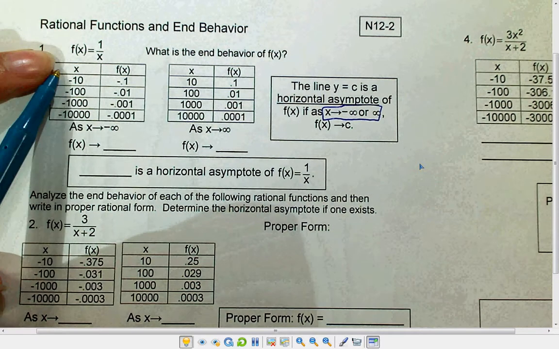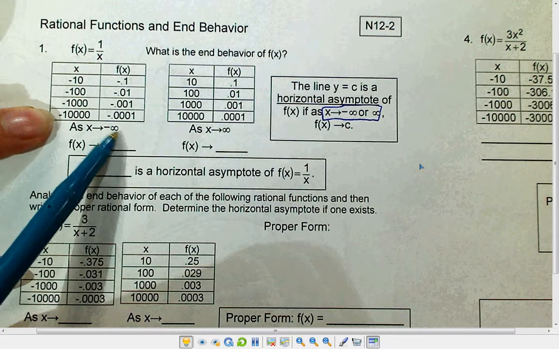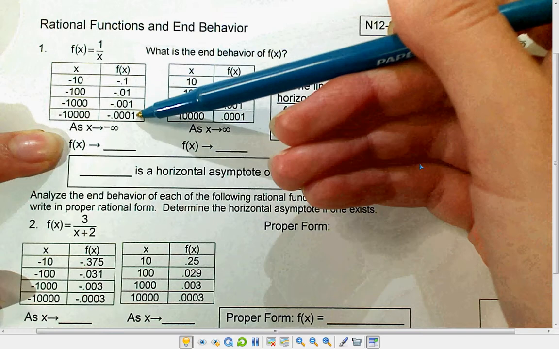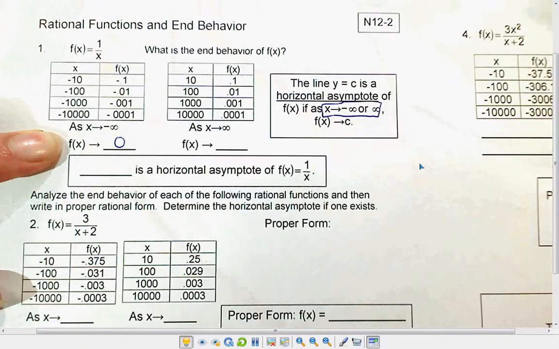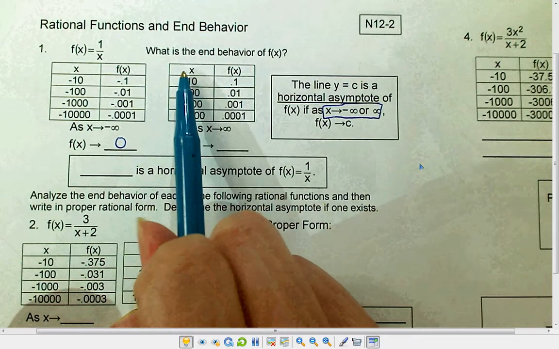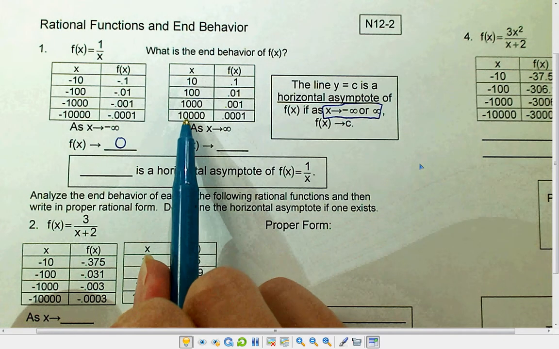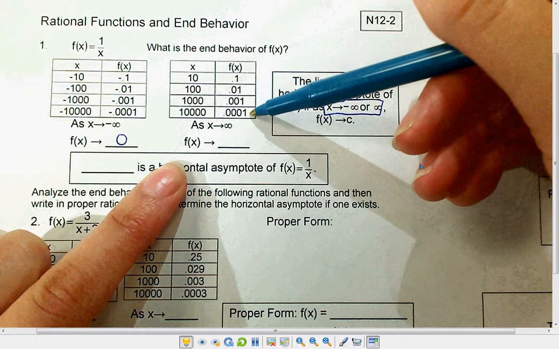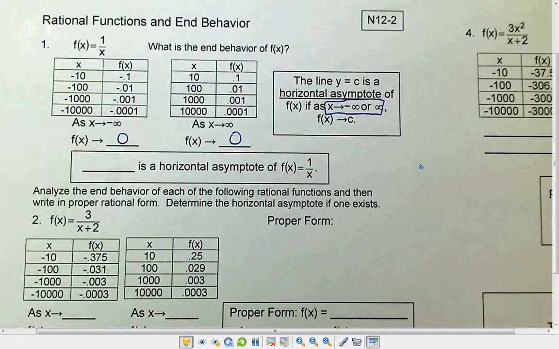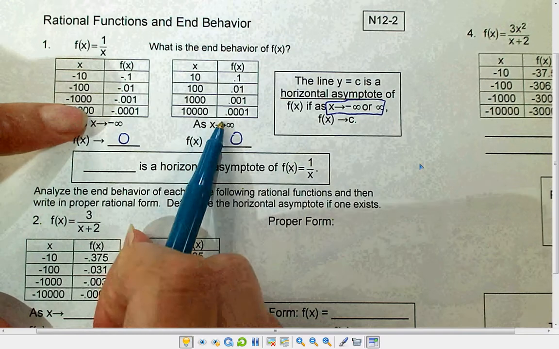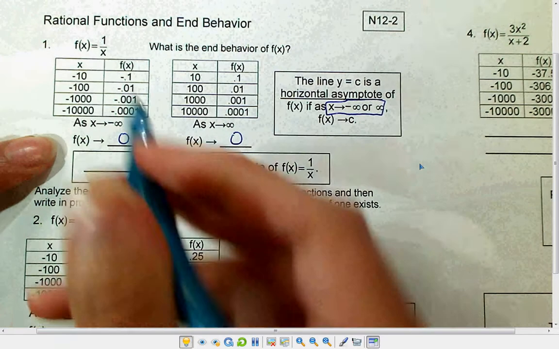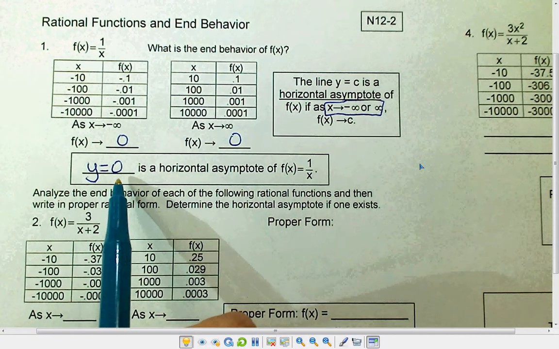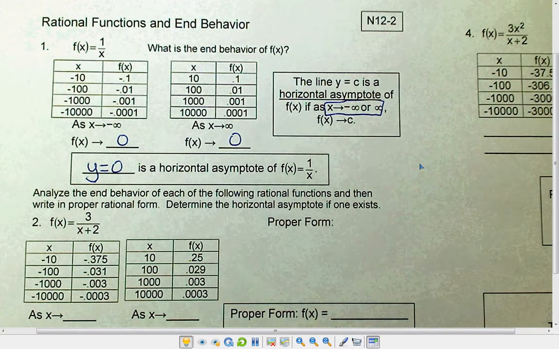So let's take a look at this first function right here. Notice your x's are now going towards, in this case, negative infinity, whereas my f of x, or my y value, is getting closer and closer to 0. In this table, again, my x's are getting bigger and bigger positively, so my x is going towards infinity, whereas my f of x is getting closer and closer to, again, 0. So since my x is going to infinity or negative infinity, my horizontal asymptote is y equals 0. A horizontal asymptote is always going to be y equals, whereas a vertical asymptote was x equals.